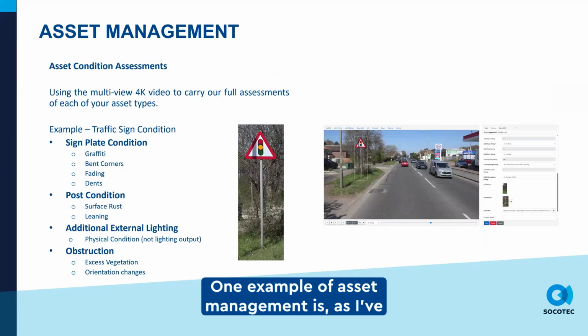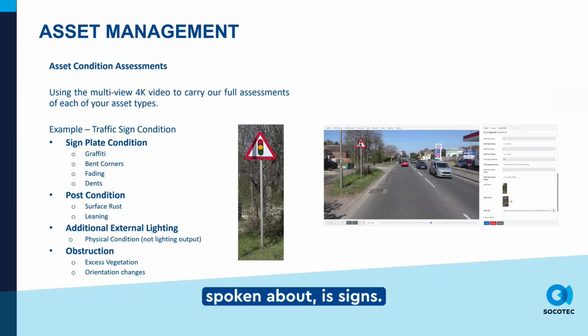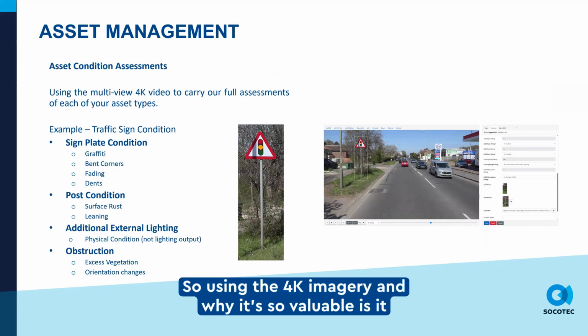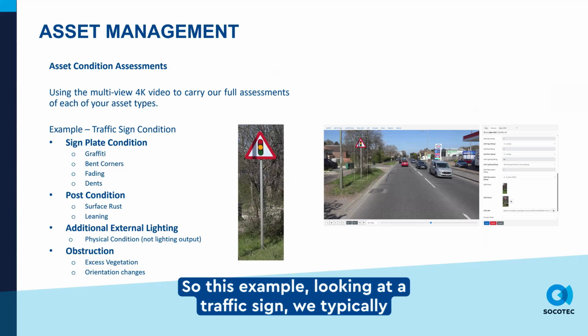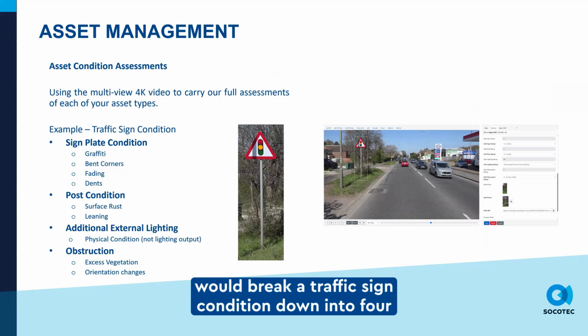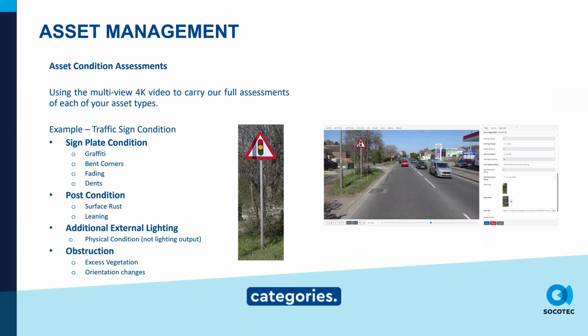One example of asset management, as I've spoken about, is signs. So using the 4K imagery and why it's so valuable is it allows the engineer to just confirm an asset exists, but also assess its condition in detail at that snapshot in time. So this example, looking at a traffic sign, we typically would break a traffic sign condition down into 4 categories.